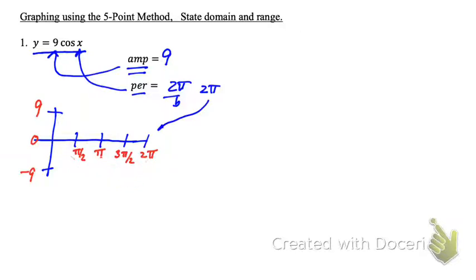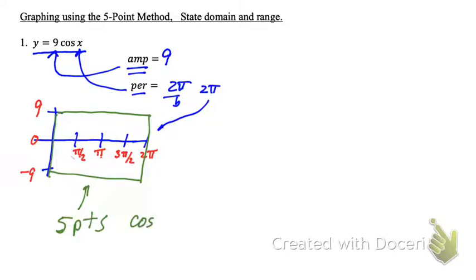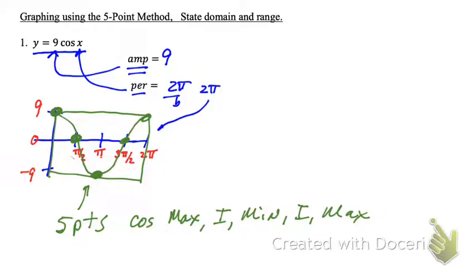Now, once you get that x-axis and that y-axis labeled, then I always say that this is like a window. And inside this window, we have to graph our 5 points. Now we're doing a cosine curve. Remember how the cosine curve goes. It goes max, intercept, min, intercept, max. Or if you can just remember, it starts at a maximum, goes down to an intercept, down to the minimum, back up to the intercept, finish at the max. Bingo, there's our graph.